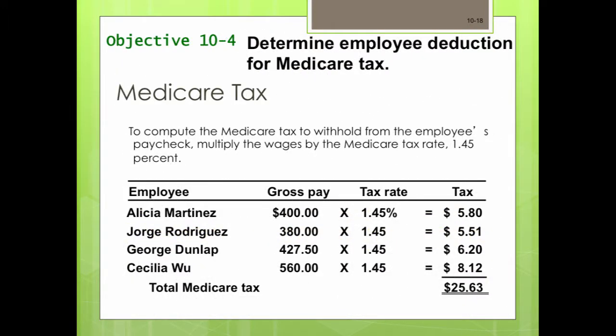So let's determine the employee deduction for Medicare tax. Medicare tax, remember, there's no limit on the wages subject to Medicare tax. So in this pay period, as an employee and employer, you're withholding $25.63 from all employees based on your Medicare tax. The Medicare tax in this case is 1.45%. So for this chapter, you've got to make sure you learn how to calculate these taxes and also keep track of what those tax rates are, okay? And also think about when they're working over 40 hours.